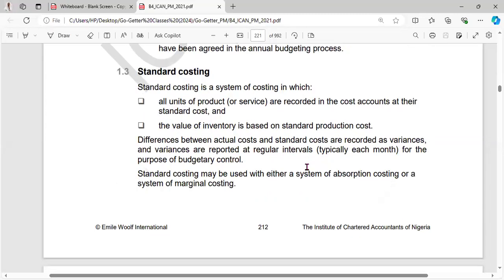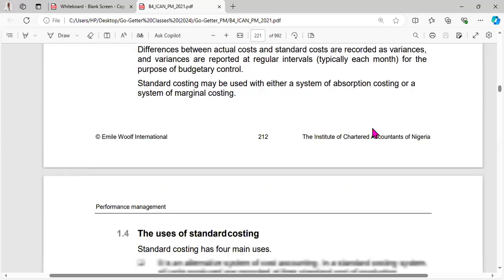So standard costing, we said, is a system in which all units of products or services are recorded in the cost account at their standard cost. And the value of inventory is based on standard production costs. Differences between actual and standard costs are recorded as variances, and variances are reported at intervals. All right.